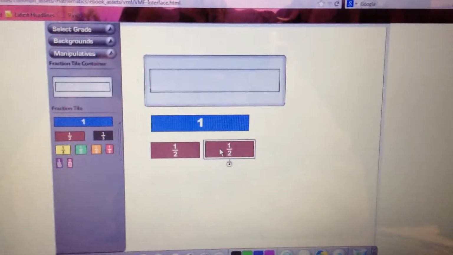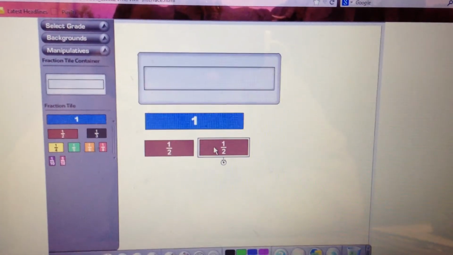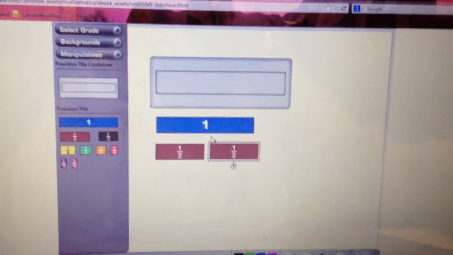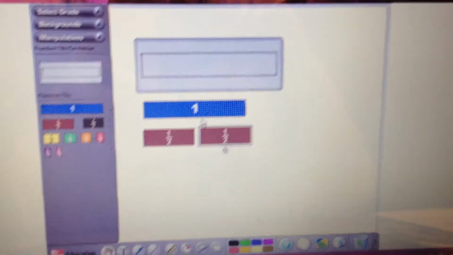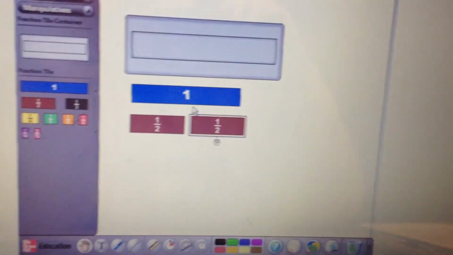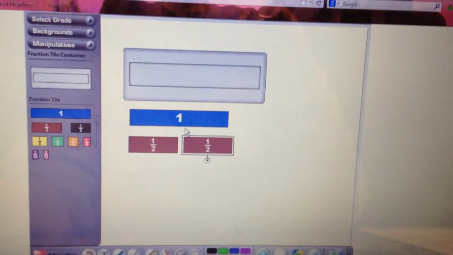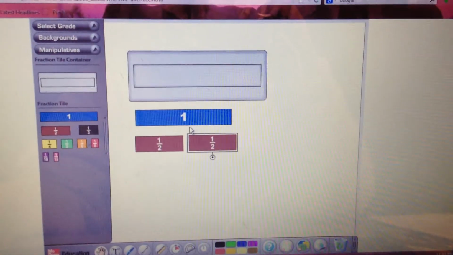My name is Katie, and I'm going to show you how to use Cuisenaire rods or fraction tiles as concrete objects to generate equivalent fractions. So the first thing that students need to understand is that equivalent fractions are fractions that are equal to each other. They equal the same amount.